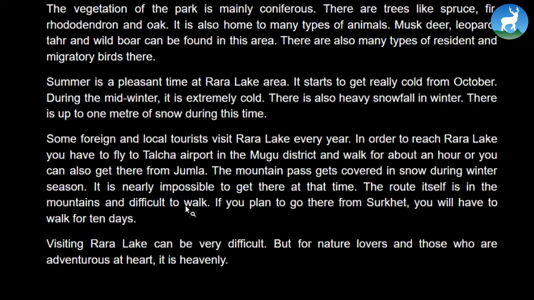In order to reach Rara Lake, you have to fly to Talsa Airport in the Mugu district and walk for about an hour, or you can also get there from Jumla. The mountain pass gets covered in snow during winter season. It is nearly impossible to get there at that time. The route itself is in the mountains and difficult to walk. If you plan to go there from Surkhet, you'll have to walk for 10 days. Visiting Rara Lake can be very difficult, but for nature lovers and those who are adventurous at heart, it is heavenly. So we just read a passage about Rara.